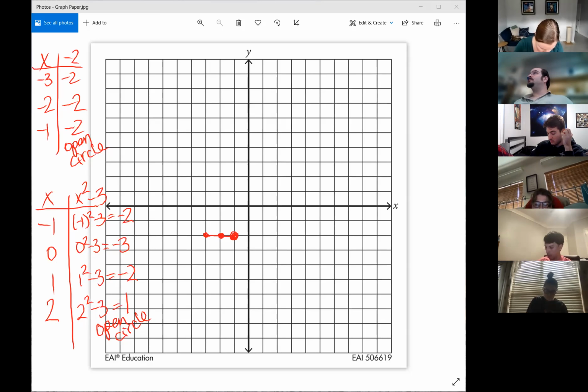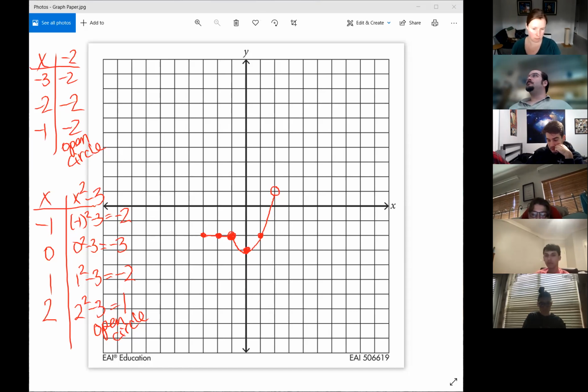So we have 0, -3, that's here. 1, -2. Oh, there's my U. You can kind of see it already. Oh, oops, that was an open circle unless it matches the next one. So I can kind of see that parabola that's formed. Are we okay with that piece? Yes. Okay. All right, now let's do our last table.